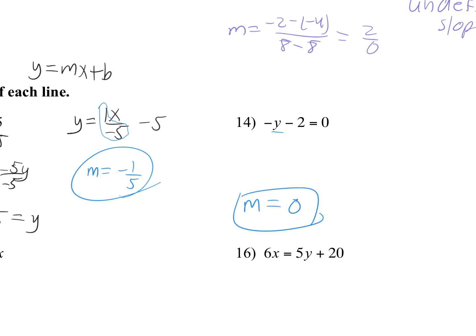You didn't even need to solve it. Right? You could have just left it like this. Solving it doesn't get you anything other than the point that it passes through. All right, so it's just going to be m equals 0. Different from no slope. If you have no slope, it's a vertical line and it's going to be undefined.